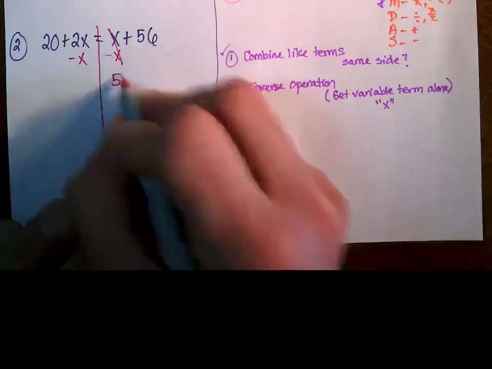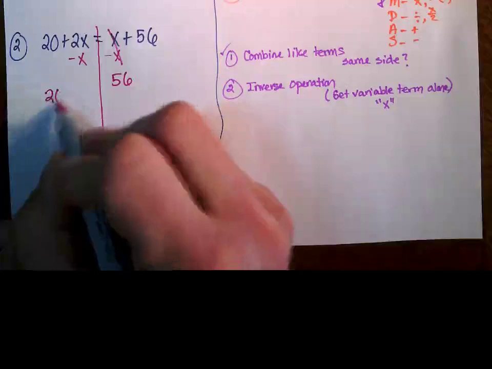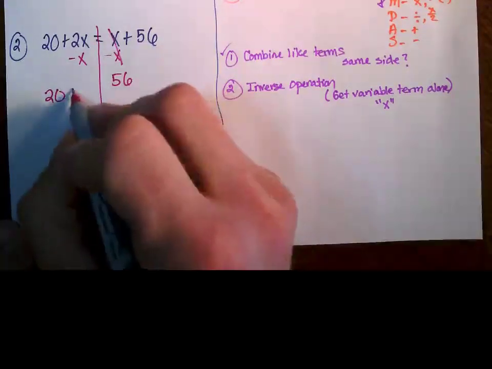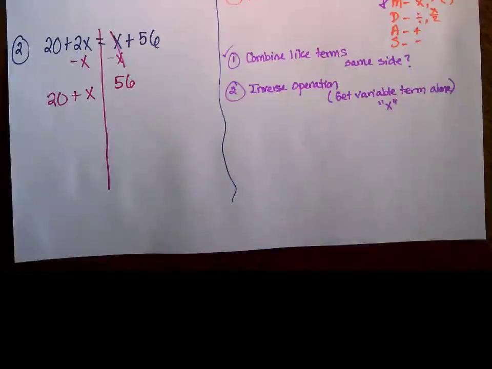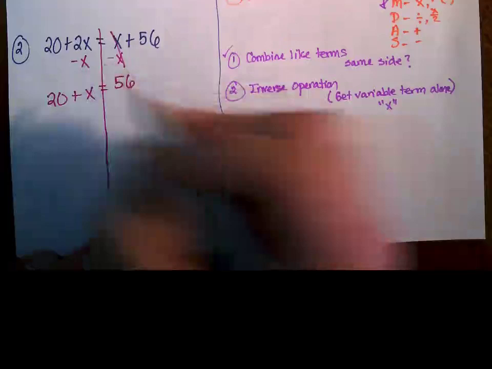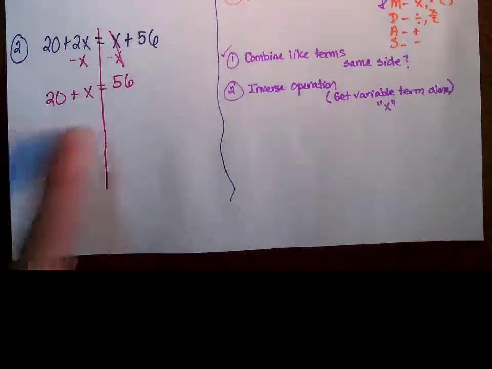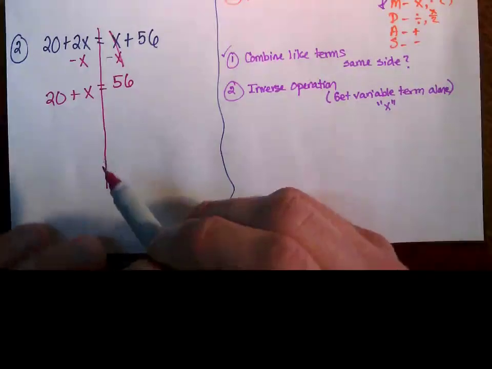So the only thing I have left over here is a 56. On this side, I have the 20, right? And what's 2x minus 1x? That's just plus x, okay? So we still have our equal sign here, right? So now we have 20 plus x. Those are not like terms. I cannot bring those together, okay? So you got 20 plus x equals 56.